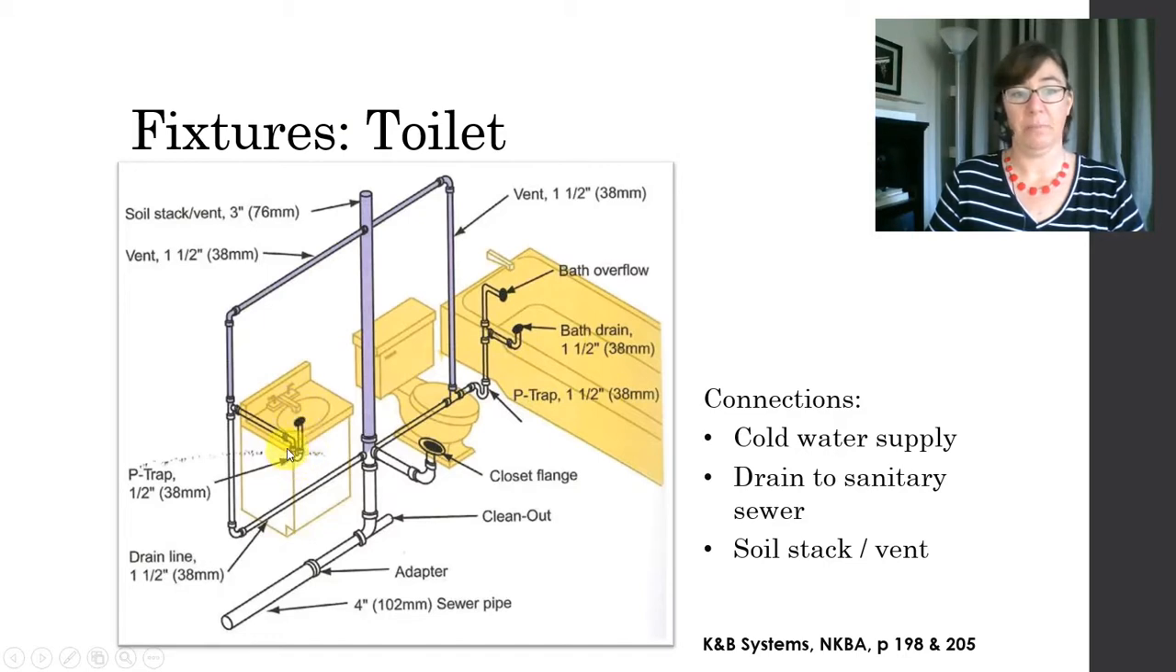Here's your sink with its P-trap below. It's going to drain out this way, but it's going to vent up this way. Here's your bathtub. It has a drain right here with the P-trap. It's going to drain out that way, but it will vent up this way.